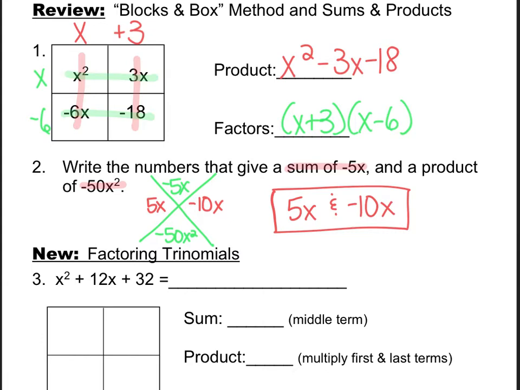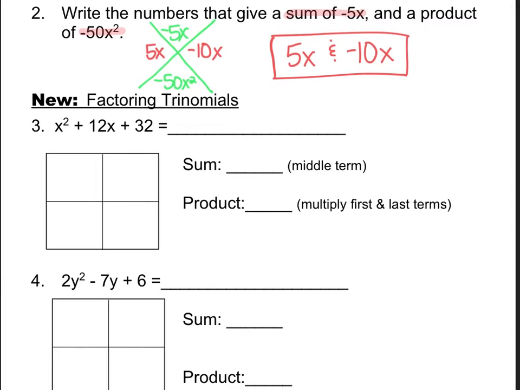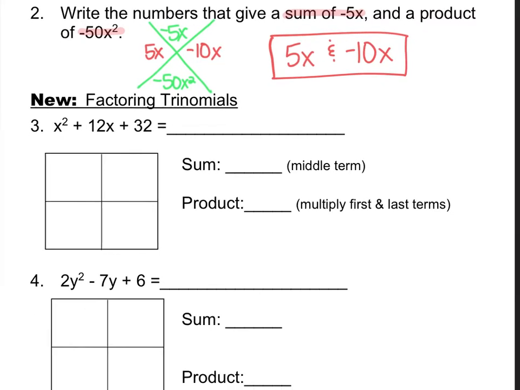So now we are going to move into the new material, factoring trinomials. They have given me the product. We have to figure out the 2 factors. I don't have anything in my boxes. Now, what I do know is that this x squared, just like always, goes in the top left of my box. And I do know that this 32 goes in the bottom right.